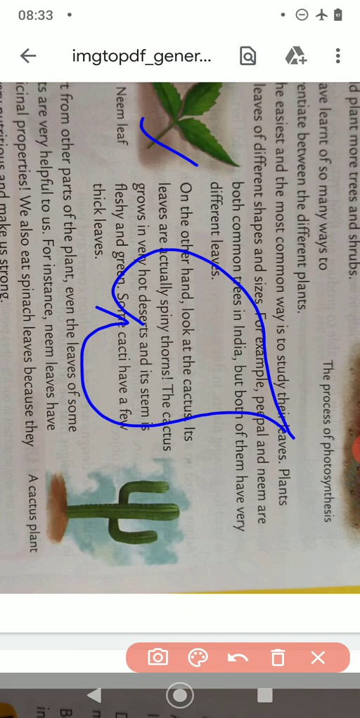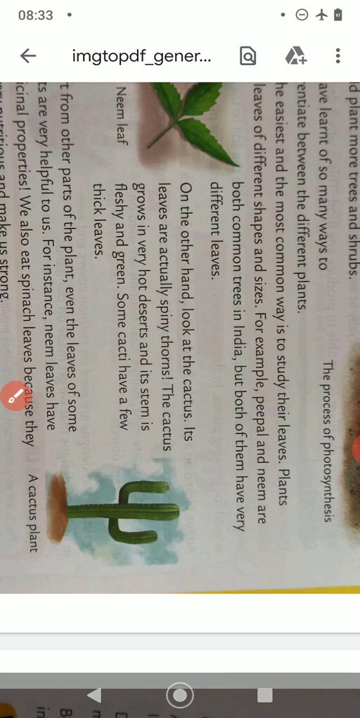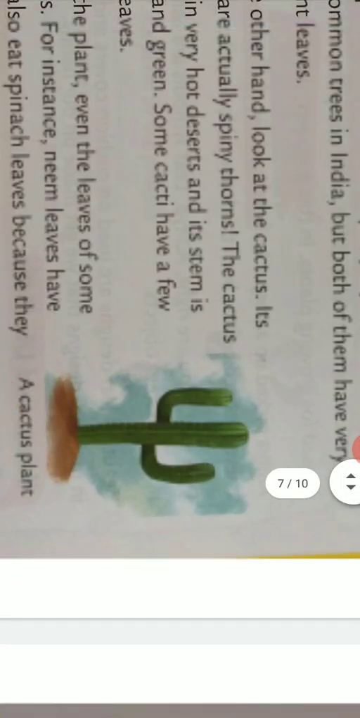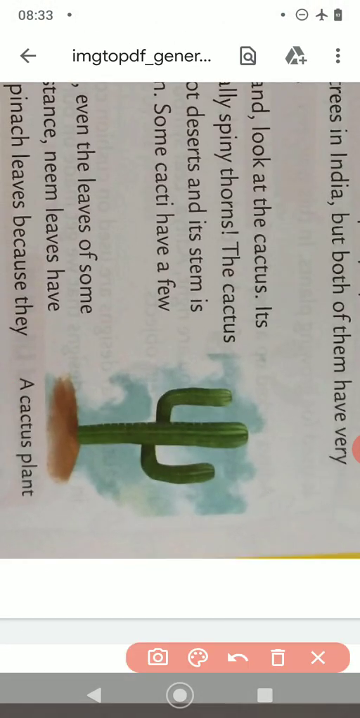On the other hand, when you talk about the cactus, the leaves are actually spiny thorns. Here it is not visible in this cactus, but when you go closer to this plant, you will see that there are thorns like this everywhere. Very spiny thorns are present all over the leaves. Okay.